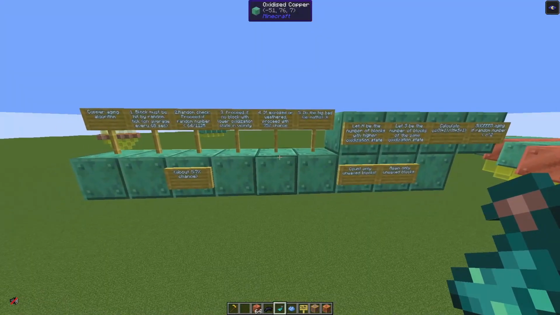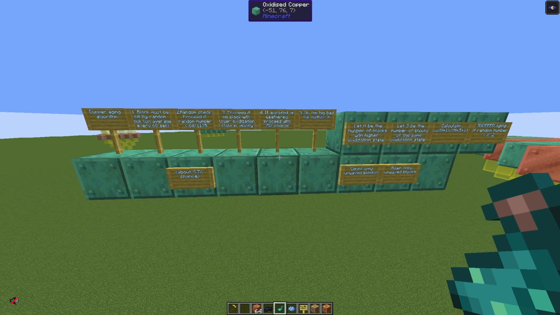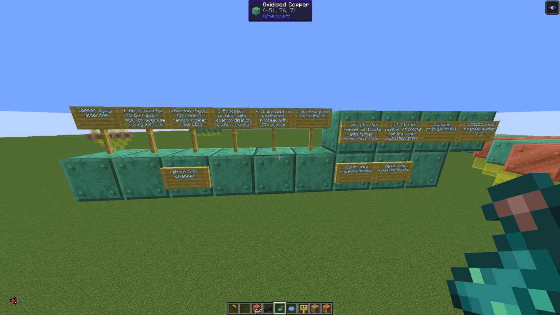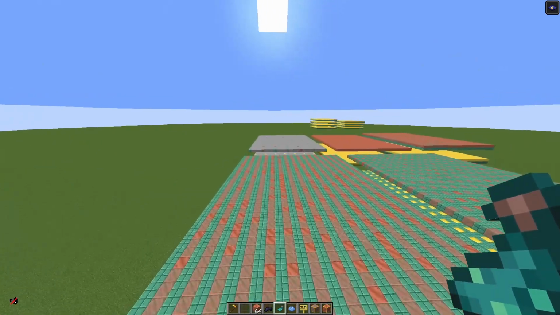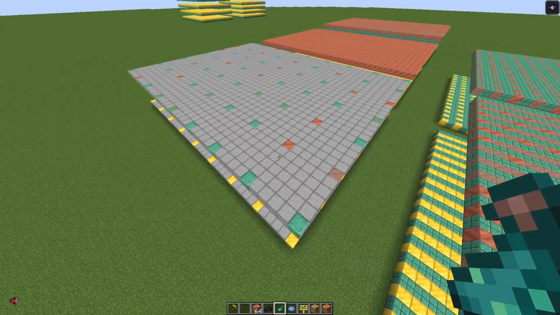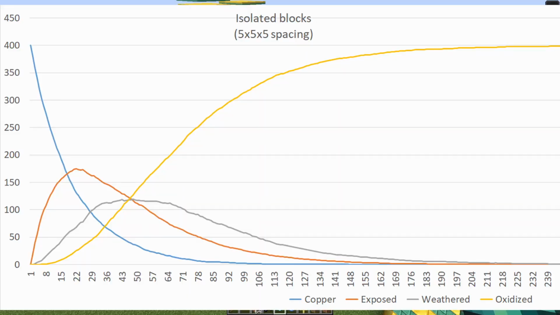So let's look at the graph describing this. I dusted off some long forgotten programming skills and simulated copper progression for different patterns. All of these were simulated for a 100 by 100 area. Now let's first have a look at the isolated blocks. These blocks are spaced out in a 5 by 5 pattern. On the left you see the number of blocks, while at the bottom you see the minute.